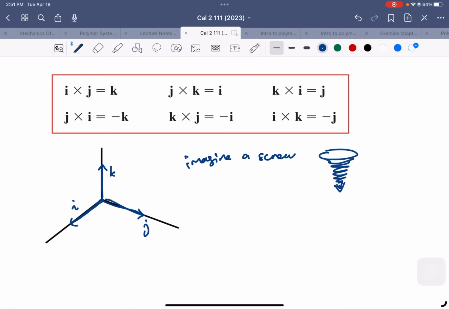Some properties of this cross product: of course, A cross B is not equal to B cross A, but it's equal to negative B cross A, because of the directions. The direction of the cross product is perpendicular to A and B, right?